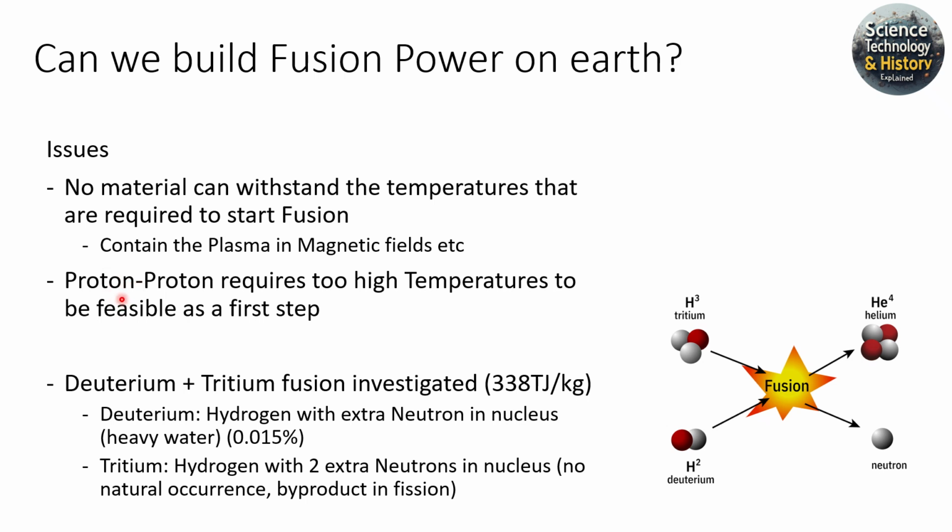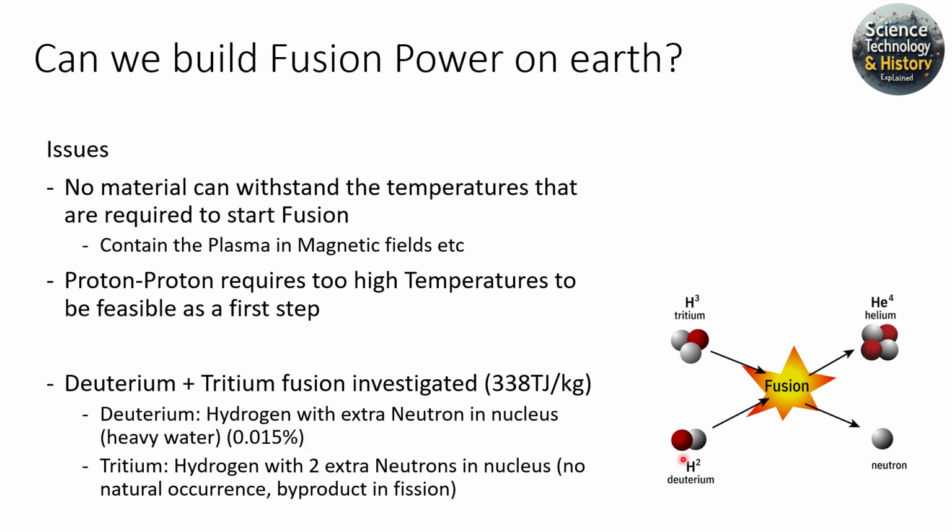And it turns out that this proton-proton process that we saw that the sun is using requires too high temperatures and energies to be feasible as a first step for us to make fusion power. So when we are doing fusion on planet Earth in experimental reactors, typically we're using some heavier elements, deuterium and tritium nuclei. This fusion releases half the amount of the energy of proton-proton, but still it's really a huge amount. And what are deuterium and tritium?